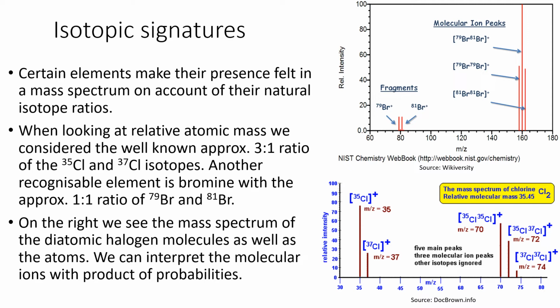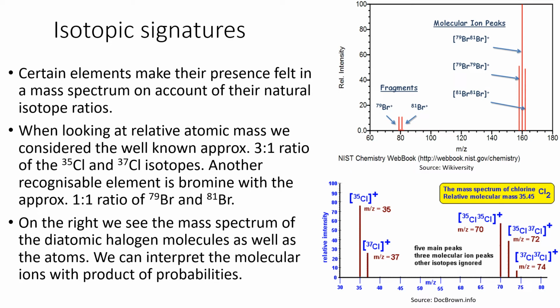The first one could be 79, or the second one could be 79. Then we need to take that into account by multiplying by 2. And so the relative probabilities are a quarter to a half to a quarter. And so this explains the appearance of the molecular bromine signal, a 1-2-1 triplet, it looks like. So it reflects the probabilities.